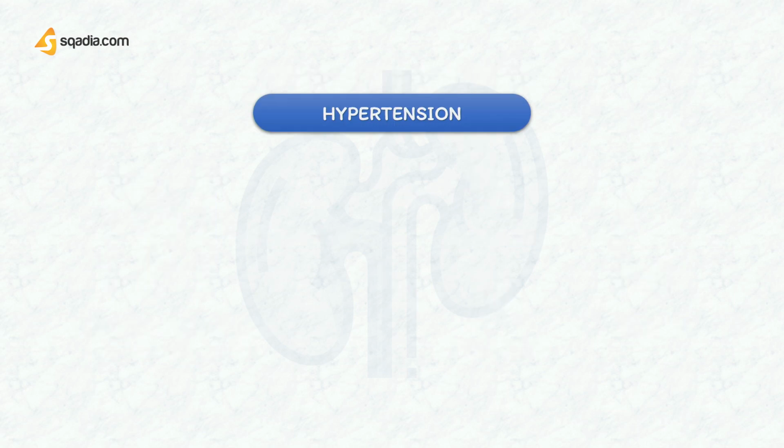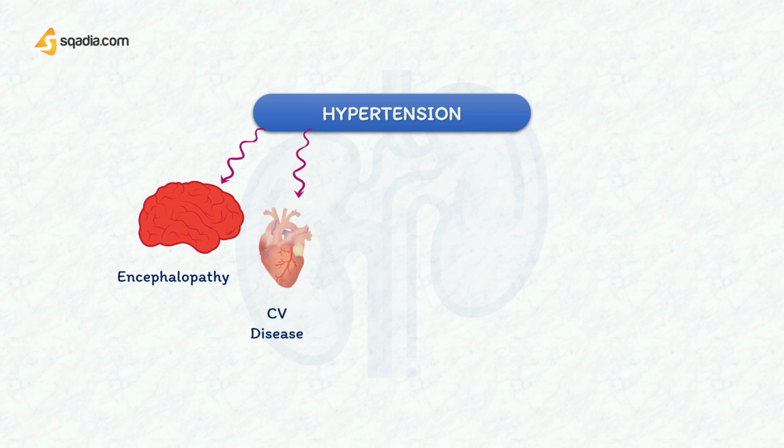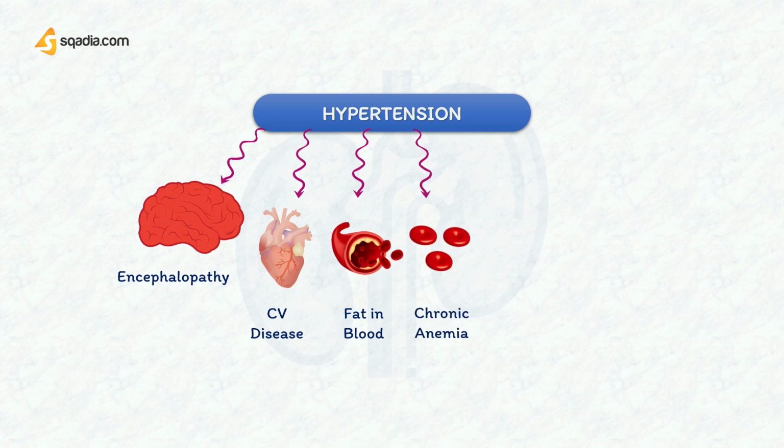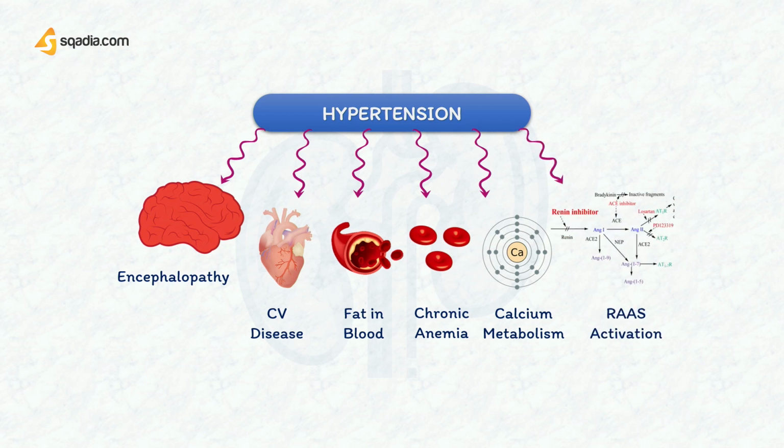Then we have hypertension, which is common and occasionally severe enough to cause encephalopathy in chronic kidney disease patients. Premature cardiovascular disease, particularly coronary artery disease, accounts for much of the excess mortality of CRF, or chronic renal failure, patients. Now, hypertension may also relate to dyslipidemia, which means fat in the blood, which is commonly found in CRF patients. Chronic anemia, abnormalities of calcium metabolism, and renin-angiotensin system activation are also found in chronic renal failure patients.